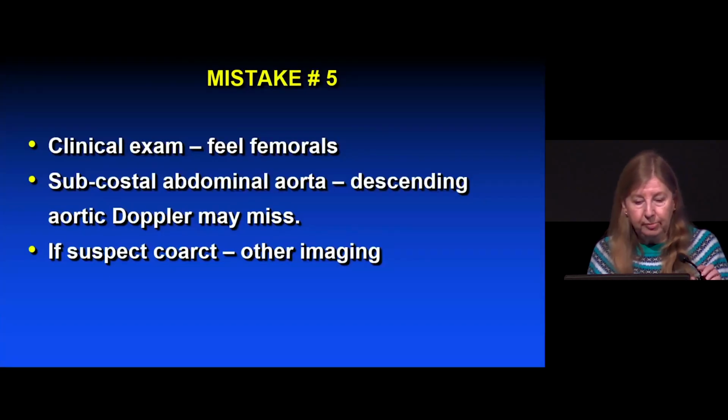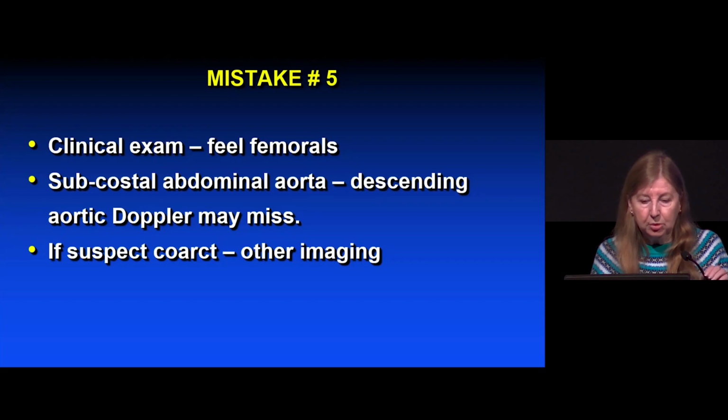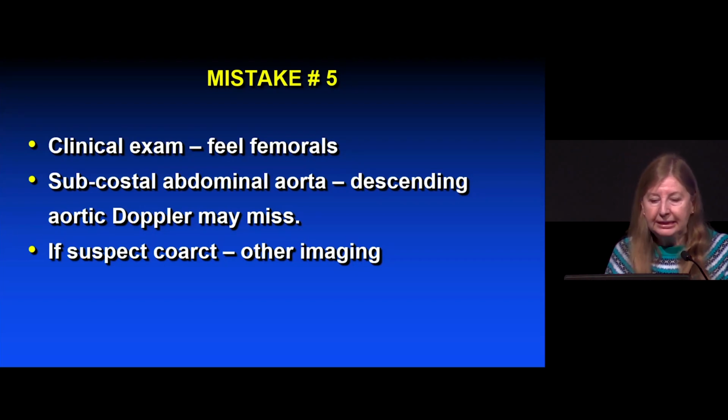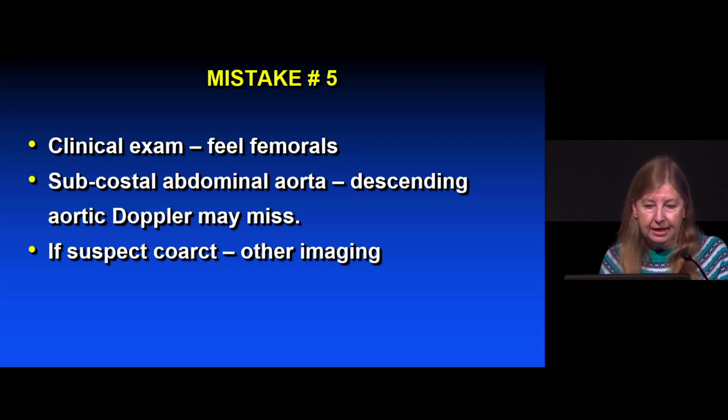Of course, it would be great if somebody had felt her femorals. She had hypertension, which was very severe, which had gone completely unnoticed, very severe hypertension on 4 drugs. Nobody ever felt her femoral pulses, and her feet were always freezing. So the message from the echo perspective: always think about the subcostal abdominal aorta because the descending aorta may miss it, and think about doing other imaging like MR or CT.